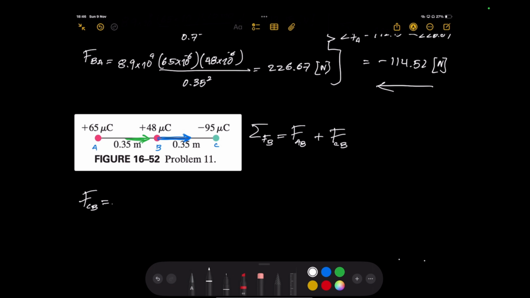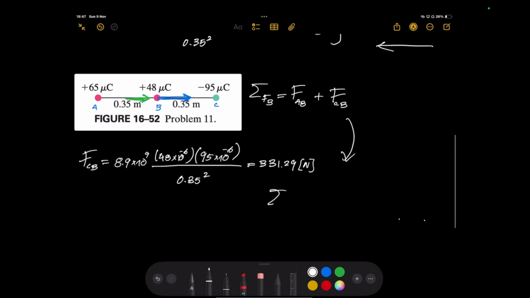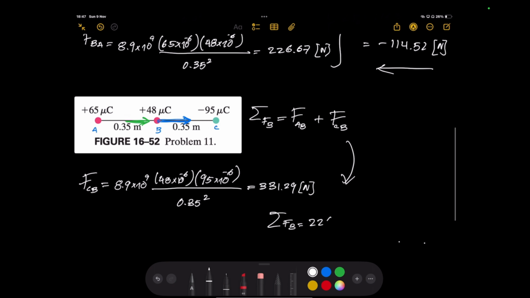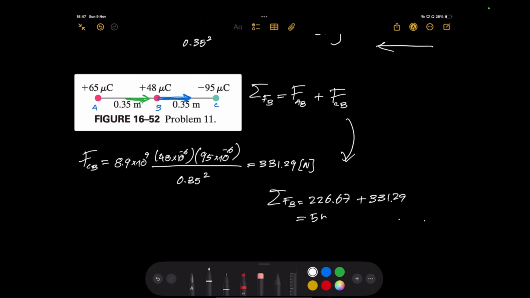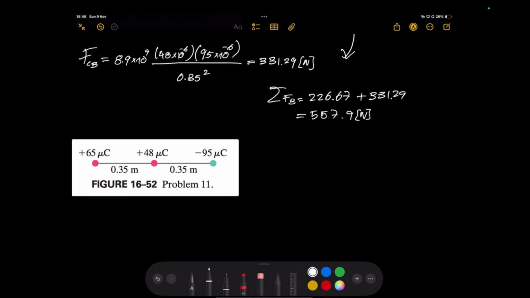FC over B is going to be equal to Coulomb's constant times the product between the charges, 48 microcoulombs and 95 microcoulomb, over the distance squared. And that's equal to 331.29 newtons. So the net force is going to be 226.67 newtons plus 331.29 newtons, which is equal to 557.9 newtons.